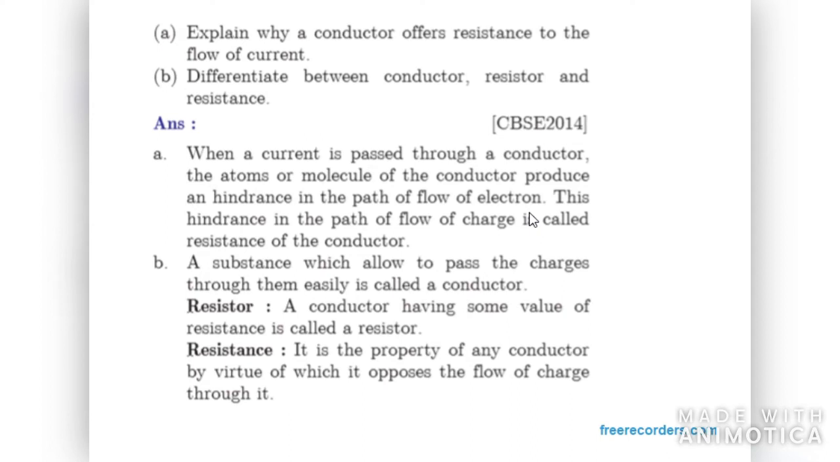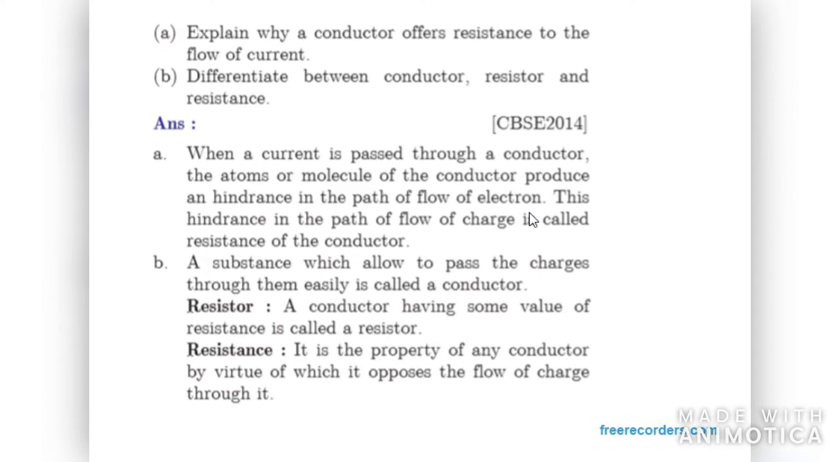Then in part B it says differentiate between conductor, resistor and resistance. So conductors are those substances which allow charges to pass through them very easily because they have less resistance. Now a resistor is actually a conductor that has some value of resistance. Now what is resistance? It is the hindrance provided in the path of flow of charge.